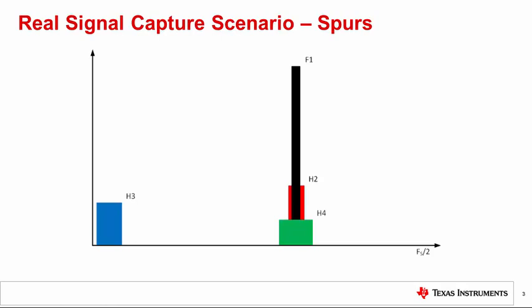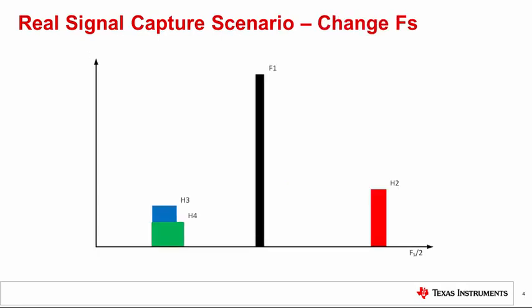So how can we optimize the performance of the received system despite the limitations of real-world converters? The relative location of the signal and harmonics is a function of the input frequency and the sample rate of the ADC. Changing to a higher sample rate will move the relative position of spurs in the spectrum, thereby improving system performance.